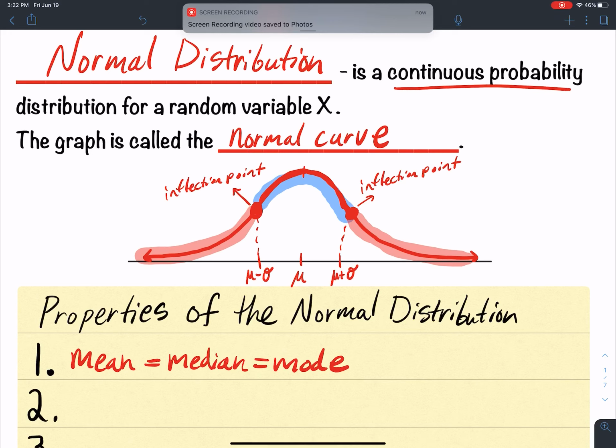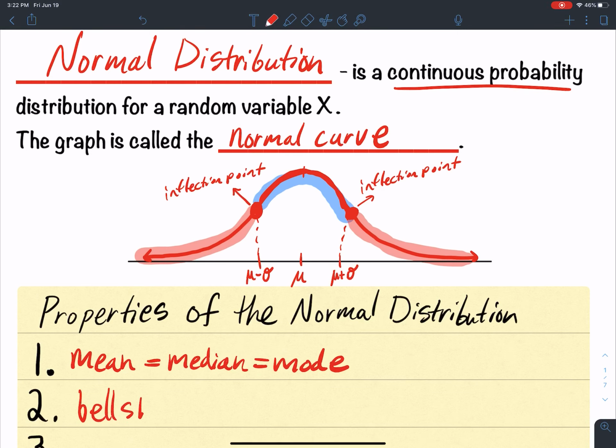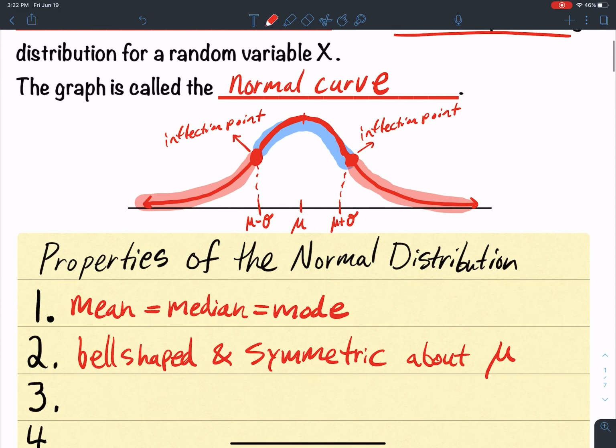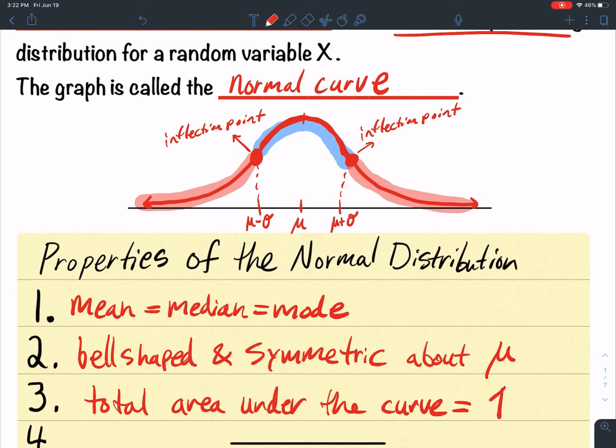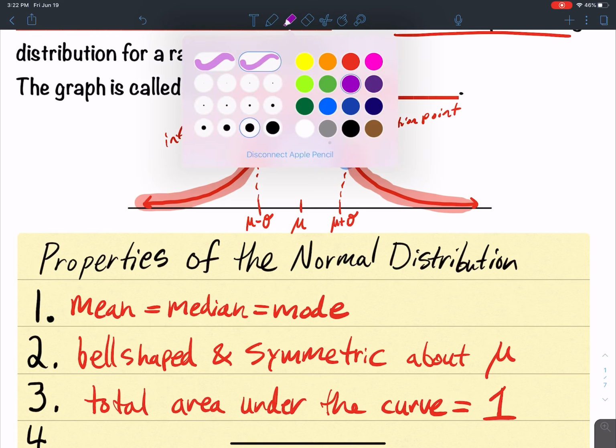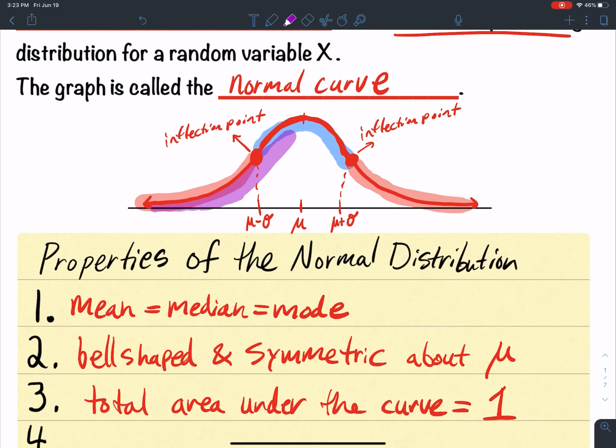Now, the curve is bell-shaped, and it's symmetric, obviously, from the picture, about the mean. Okay? Number 3, the total area under the curve is equal to 1. So the area under the curve we will represent by this purple here. The area under the curve is equal to 1.